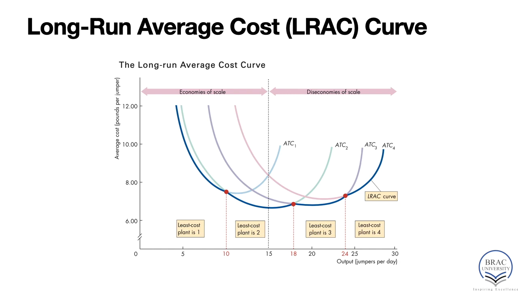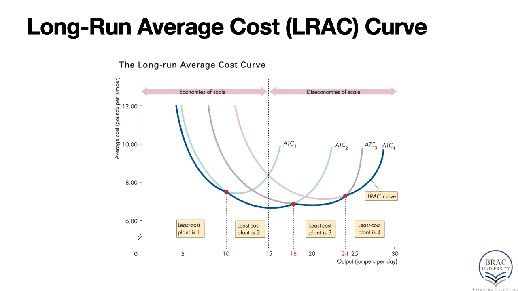Now, this figure shows the long-run average cost curve, in short, the LRAC curve. The LRAC curve is basically derived from the short-run average total cost curves of the 4 different plant sizes you've just seen in the previous slides. And the average total cost curve, in short, I'm sure you remember, is called ATC. So for the 4 plants, you can see ATC1, ATC2, ATC3, and ATC4.